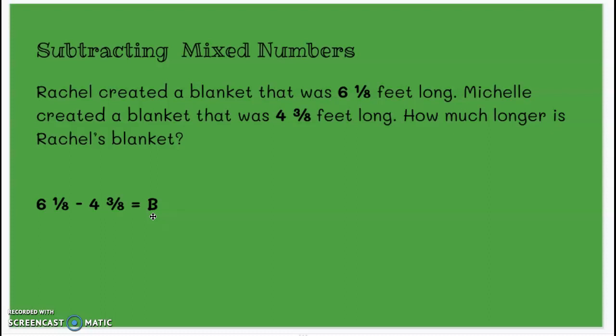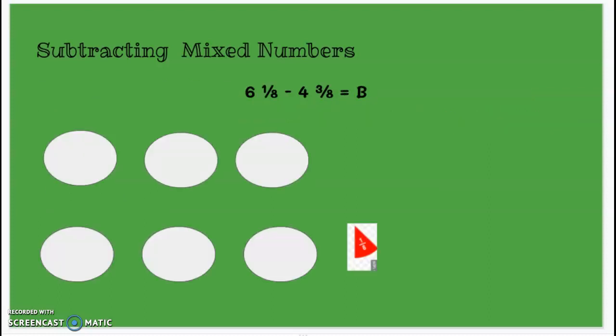I'm going to draw a picture just like I did for my last problem. I'm going to set up what 6 1/8 looks like as my larger number in order to take away 4 3/8. On your whiteboards, I'd like you to pause the video and do the same. When you have 6 1/8 shown on your whiteboard, press play. Okay, so it should look something like this. I have 6 wholes and I have 1/8. So now I need to subtract.